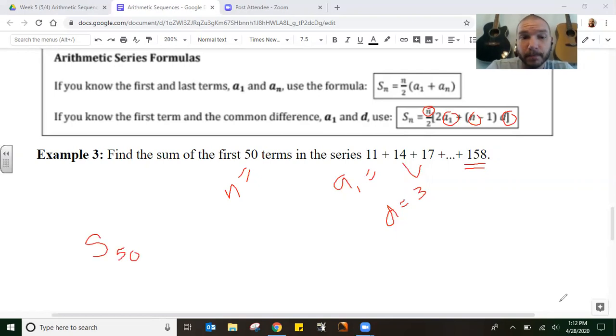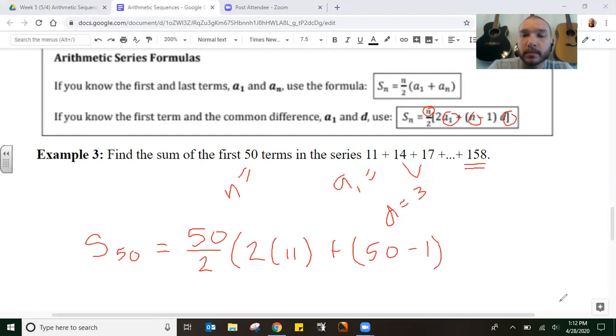So we replace n with 50. And then we do 50 over 2 times 2 times a sub 1, which is 11, plus 50 minus 1 times d, which is 3. Whoa, lots of stuff there. Use your calculator. Double check your work. N is 50. 2 is part of the formula there. 2 is part of the formula here. 11 is a sub 1, check. Plus is the formula. 50 is n, check. Minus 1 is part of the formula. And then d we said was plus 3.